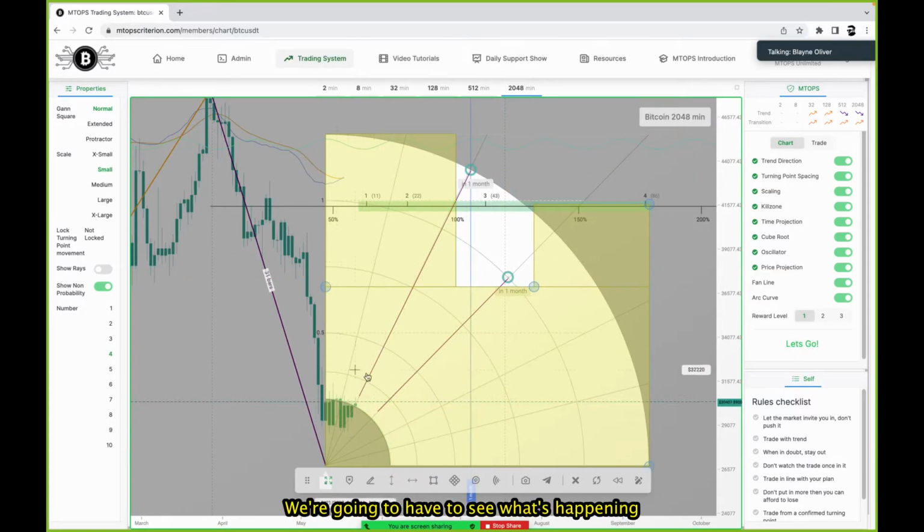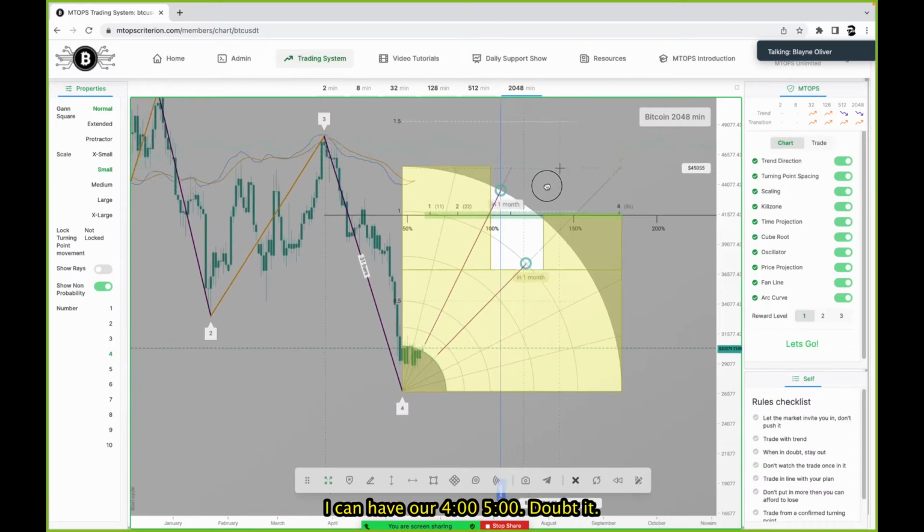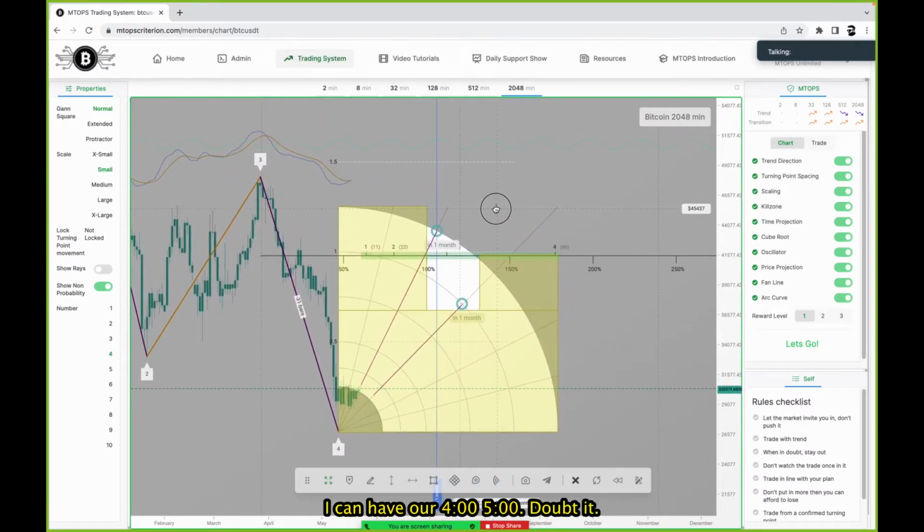Again, we're going to have to see what's happening over the next week to ascertain which general idea the market wants to travel. That's too soon to tell right now. Fan line, those are the options, arc curve, arc 4 or arc 5. Will we see a higher high? I doubt it. But I think it will build.